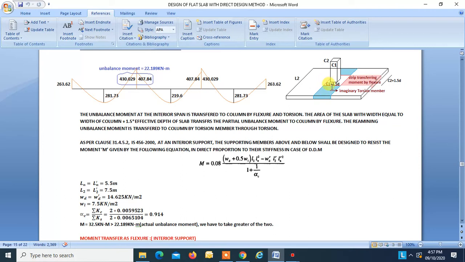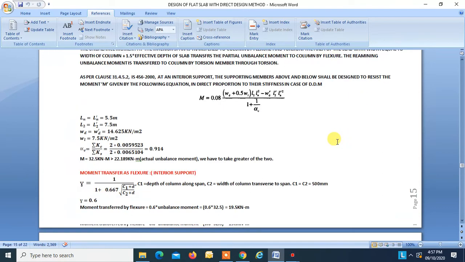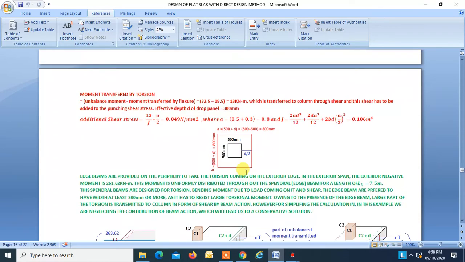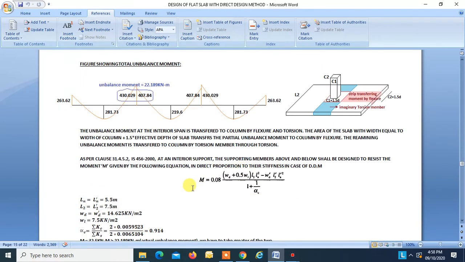as shear. Okay, this torsion will produce shear at the face over here, as I showed over here. This will produce shear over here. And so this is how this unbalanced moment is transferred completely to the column.